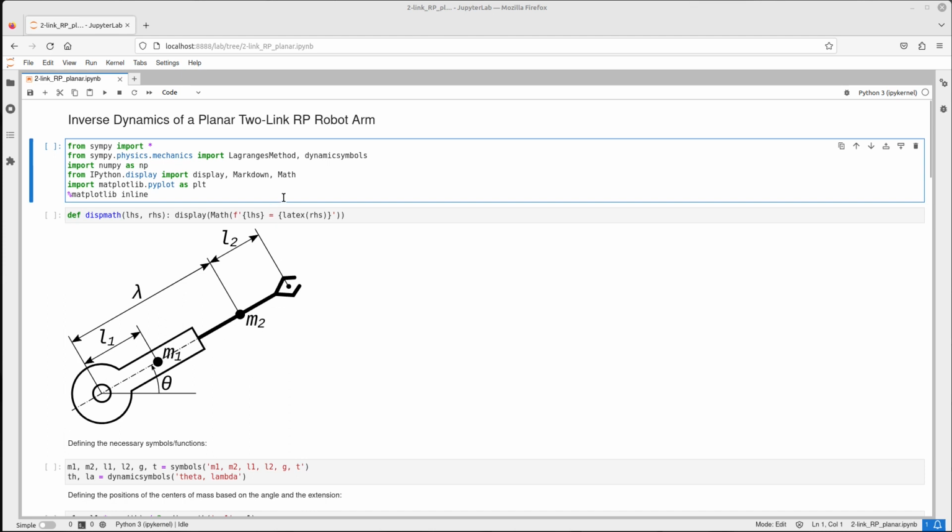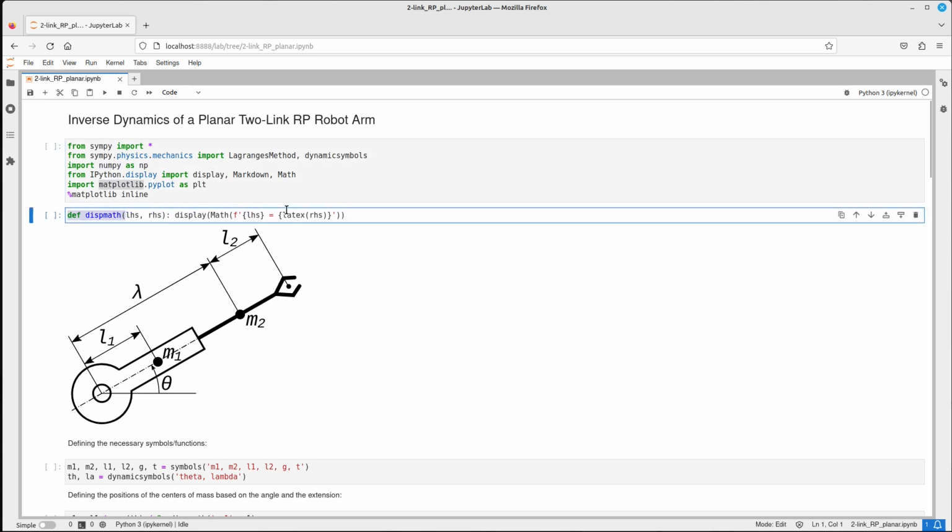Okay, so we're going to be using Python just like before, and mainly two Python libraries. The first of them is SymPy, which is for symbolic math, and the other one is NumPy, which is more for numerical calculations, and matplotlib for some plotting. I also have a helper function here so that I can display some of the results in a nice way.